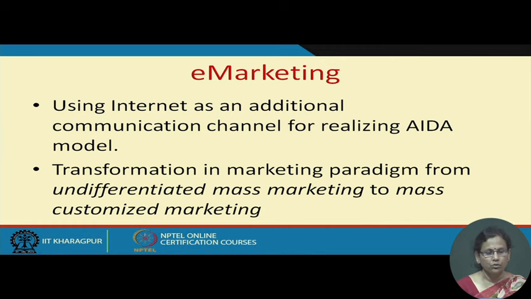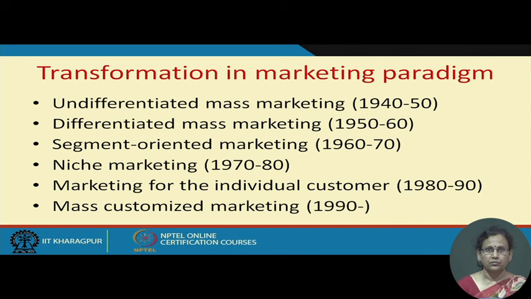Now, if you look at the concept of mass marketing, in the 1940s and 50s the target was a large market, and the market was completely undifferentiated. Every individual was treated equally, seen as having equal opportunities for buying the product.